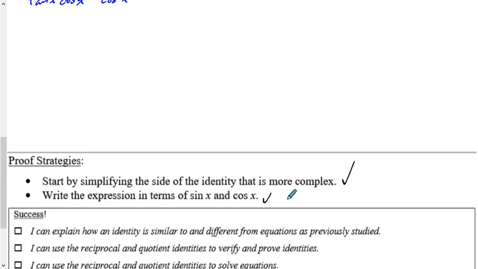One other one that I'll just throw at you at this point will be to look for an obvious identity. Sometimes there's an obvious identity that lets you simplify things quite quickly without changing everything to sine and cosine. And that'll probably become more clear as we do more of these proofs.